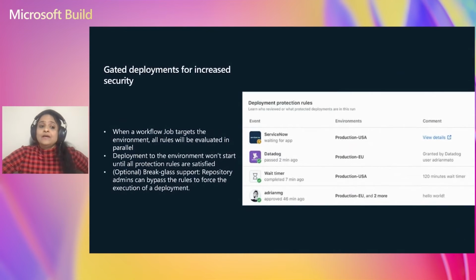So each time a workflow job runs and targets this environment, it verifies that all the rules configured on that environment are evaluated in parallel, and only when all of them succeed would the environment take the next set of deployments. Let's look at a quick demo where I show you how you could use these deployment protection rules to do safe and controlled deployments to your environments.